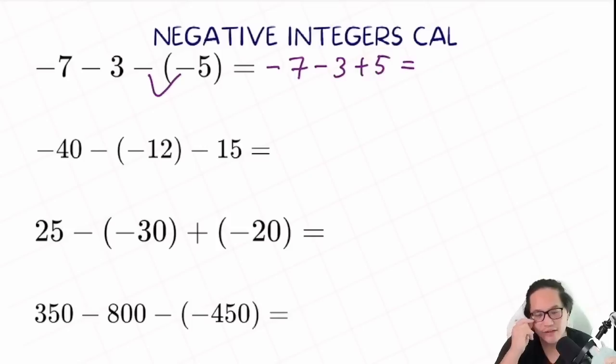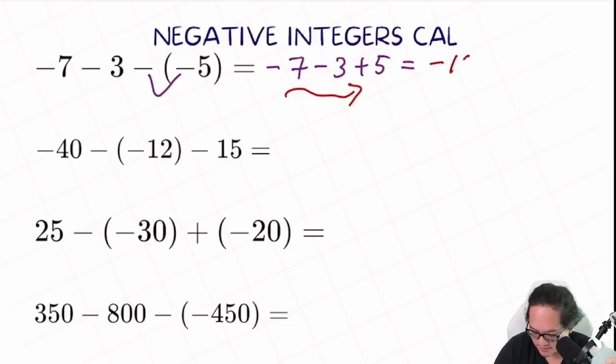When you do these calculations, PEMDAS rules still apply. So what does that mean? We need to do the calculation what? From left to right. So minus 7 minus 3 is equal to minus 10. And then we copy the plus 5. So now last step, minus 10 plus 5 is equal to negative 5.